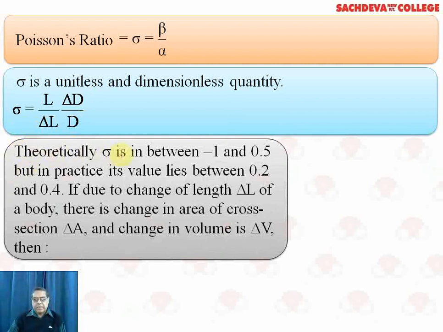Next, theoretically sigma lies between -1 and 0.5. That is the range of sigma, from -1 to 0 and then from 0 to 0.5. But in practice, its value lies between 0.2 and 0.4, and the average value will be somewhere near 0.3.